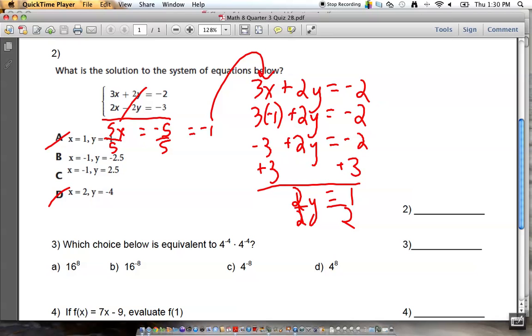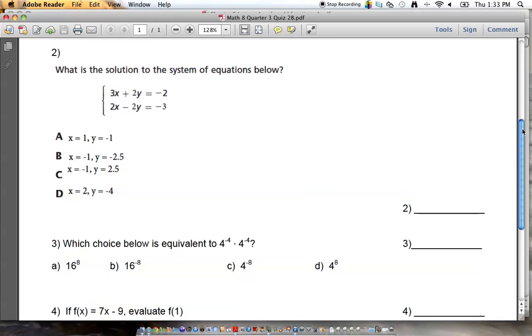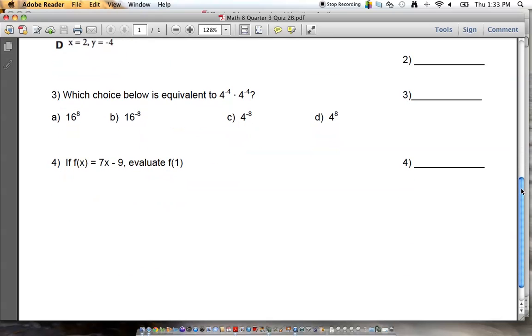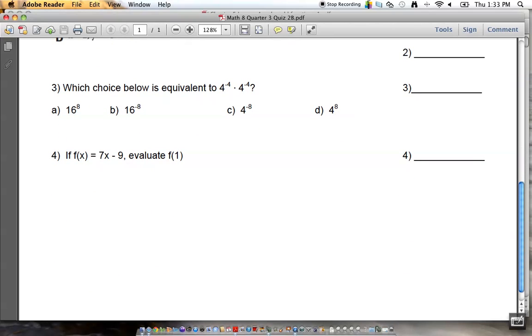Next, number 3, which is equivalent, well, I have a common base. Guys, what would it be if I did x to the second times x to the third? What would that come up with? X to the second times x to the third, what would that be?